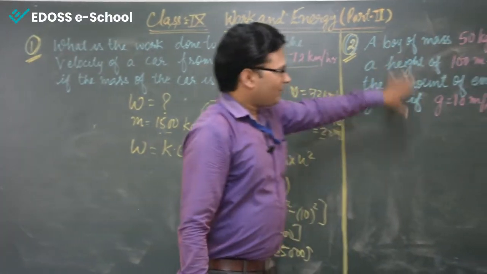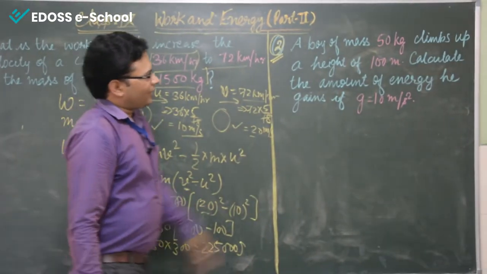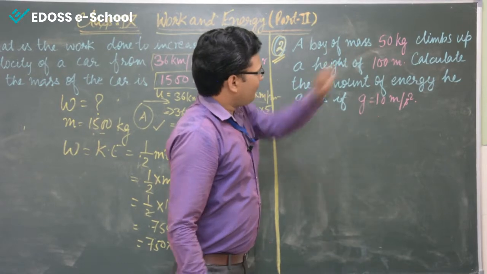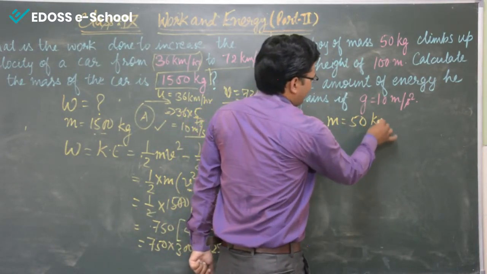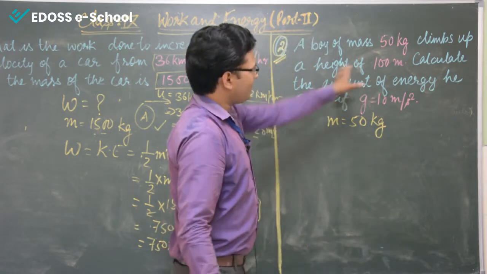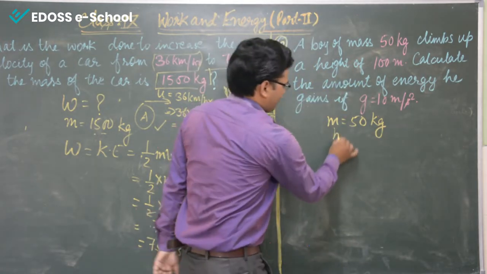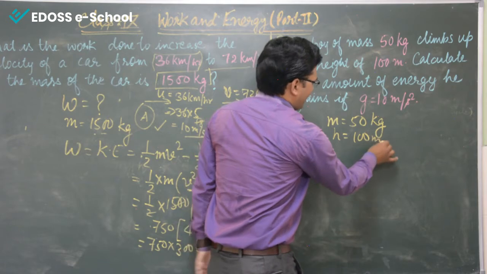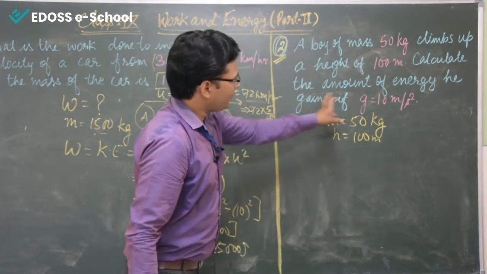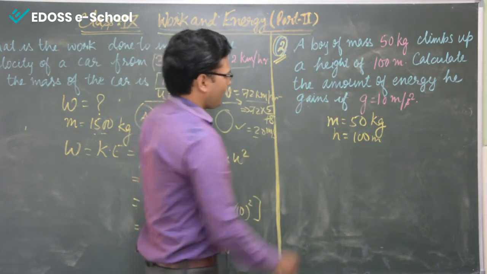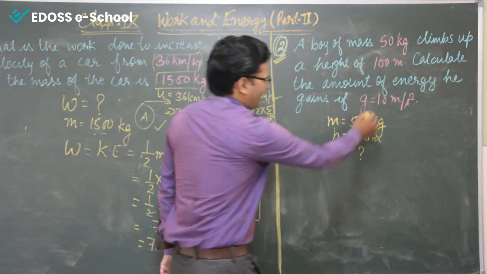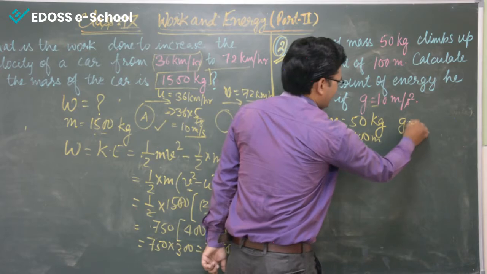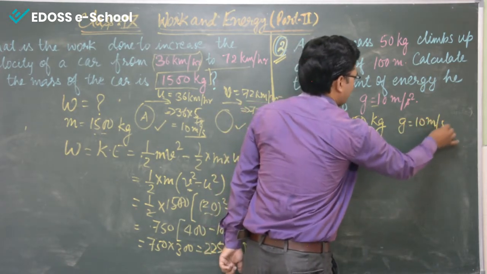Now this problem is based on potential energy. Now read the question. A boy of mass 50 kg, it is not 500, 50 kg, climbs up a height of 100 meters. Now height is given as 100 meters and you need to calculate the amount of energy released. So energy is equal to question mark and the gravity is given as 10 meter per second square.